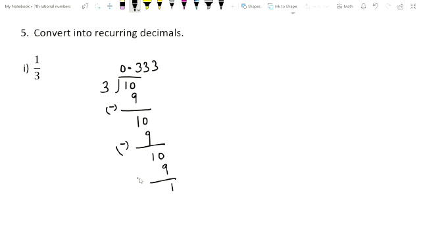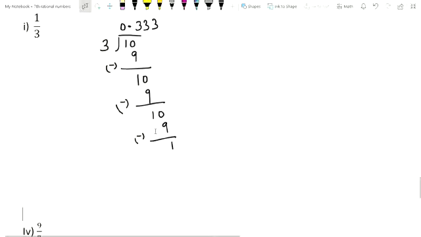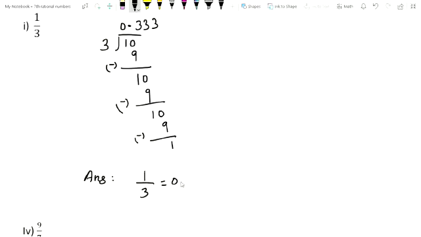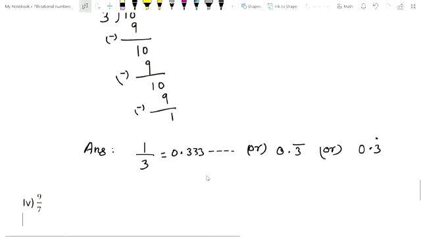So look at here. The number is repeating. So you stop the divisions and write the answer. Okay, so 1 by 3 equal to 0.333 etc. Or how can you write this? 0.3 bar, or 0.3 dot. Okay, do you understand, children? Okay, children, see the next one.